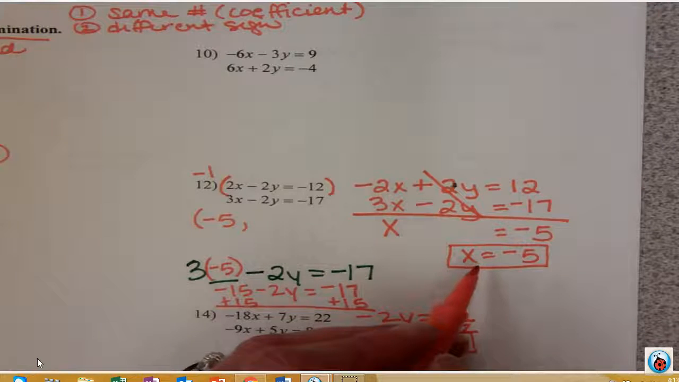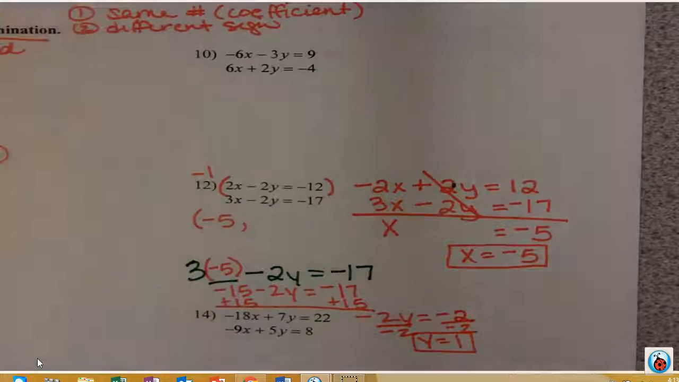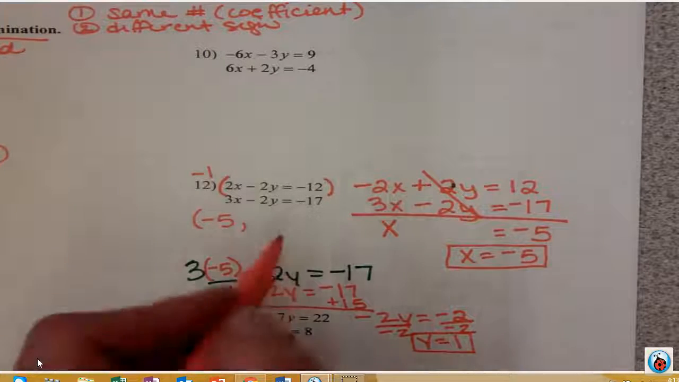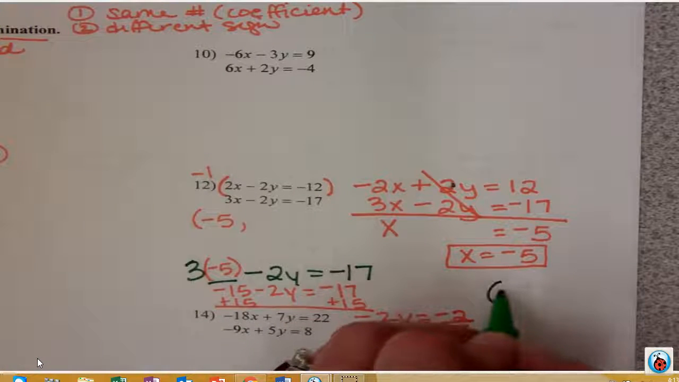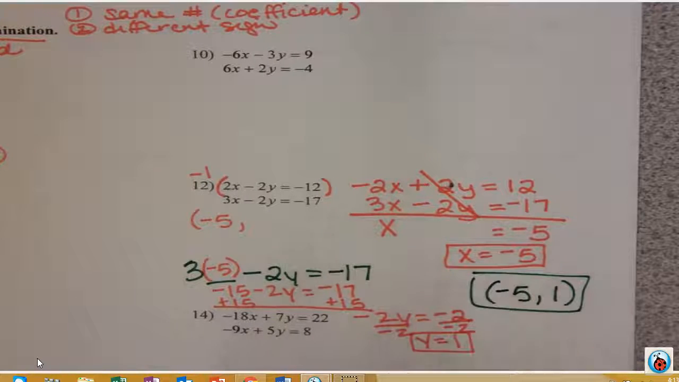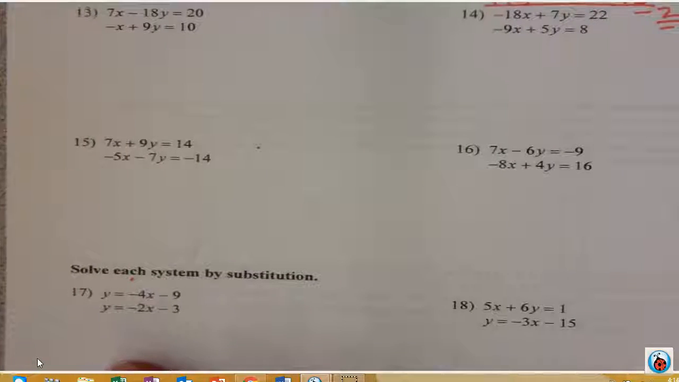So when x is negative 5, y is 1. So my solution, just checking my answers, my solution to number 12 should be x negative 5, y 1, box, and move on. Alright, moving down to number 15.